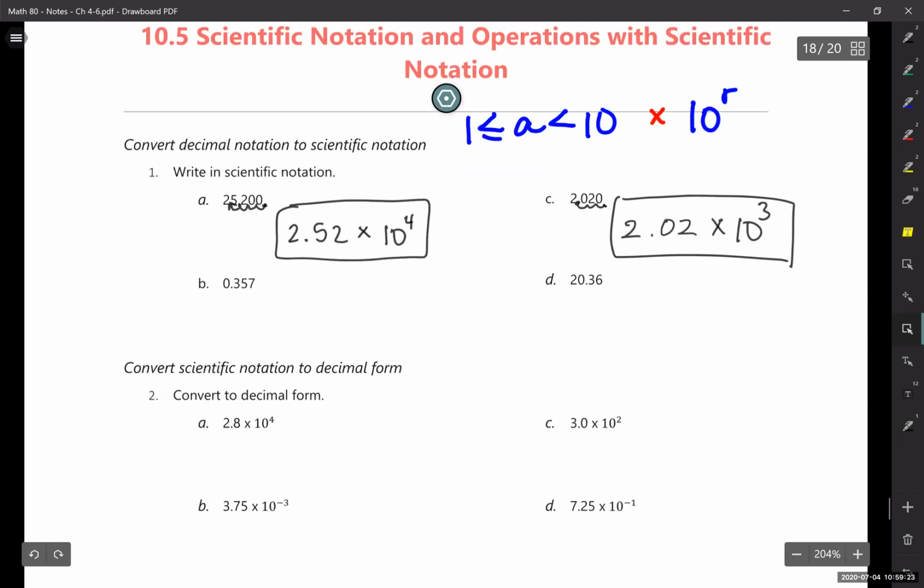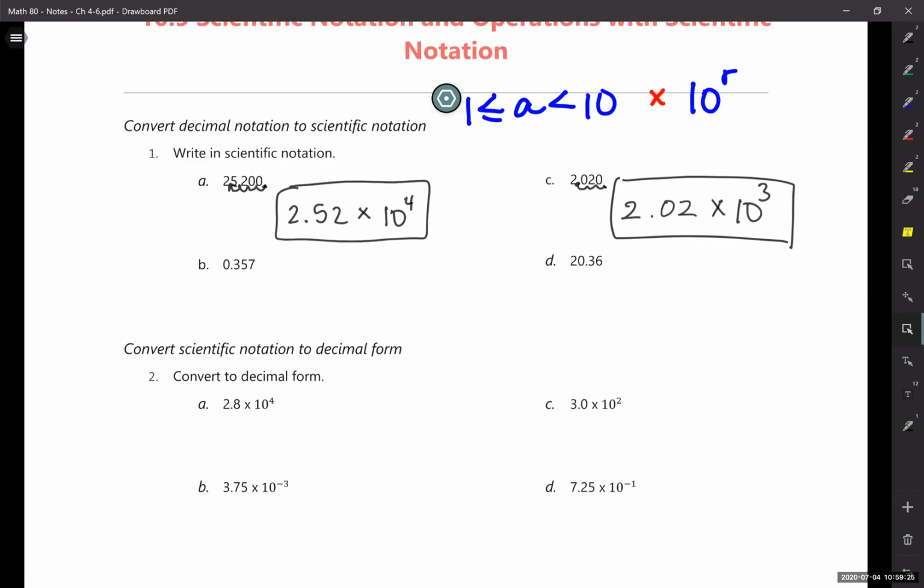Okay, so on part B, I have a number less than 1. In order to get it in between 1 and 10, I need to move the decimal over to the left. I only need to move it over 1 place to get the number 3.57. But since I moved it over to the left, I need to have a different way to indicate that. So when we move it to the left, we're going to use a negative exponent. So small numbers have negative exponents.